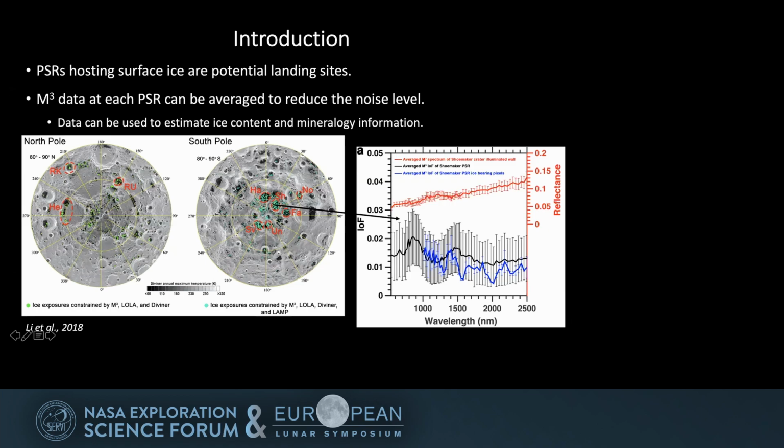And then we can use the data to estimate the ice content and the mineralogy information. Here's one example at the Shoemaker PSR as shown here. The black curve is the average spectra of the whole PSR. You can see the prominent feature near 1 micron absorption, and also lack of a 2 micron absorption. And also we can average the M-cube pixels showing ice features, as shown in the blue line. You can see the ice absorptions near 1.5 and 2 micron. The red curve is the average spectra near the crater rim. It's relatively featureless. Anyway, we can use these spectra to tell their ice content and mineral information.